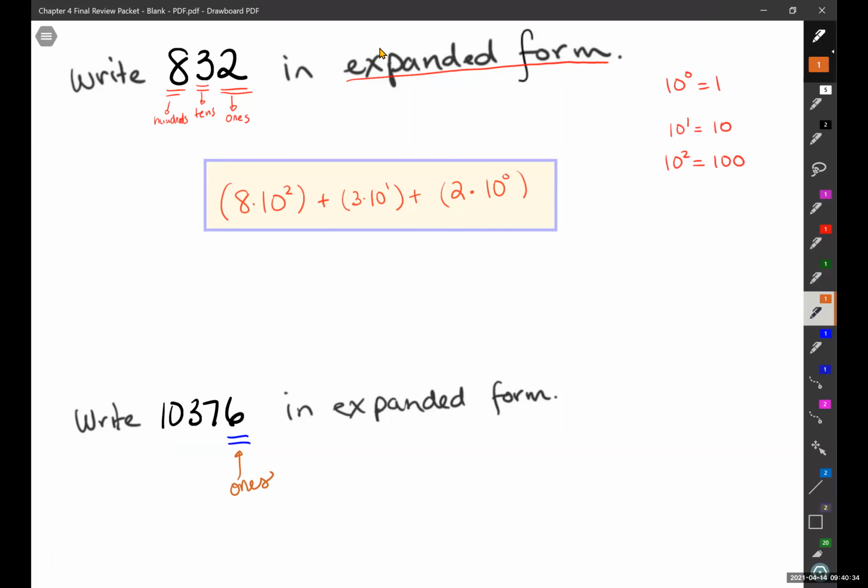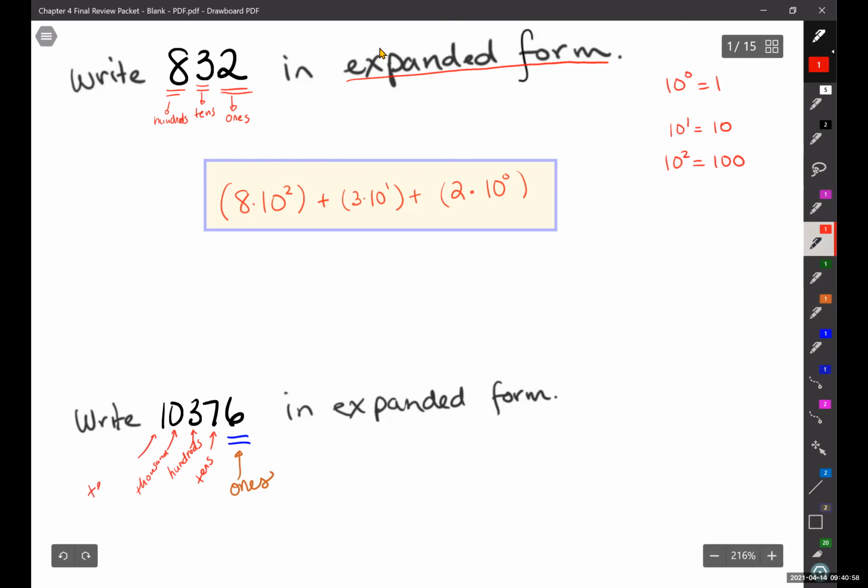That's the ones place. And then as you move over to the left, you go up by a power of 10. So 1 times 10 is tens place. 10 times 10 is 100. So next over is the hundreds. 10 times 100 is 1,000. And then 10 times 1,000 is the 10,000s.